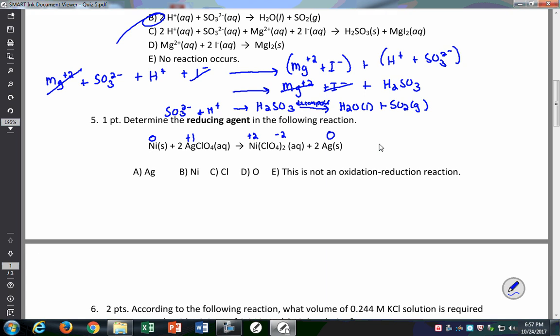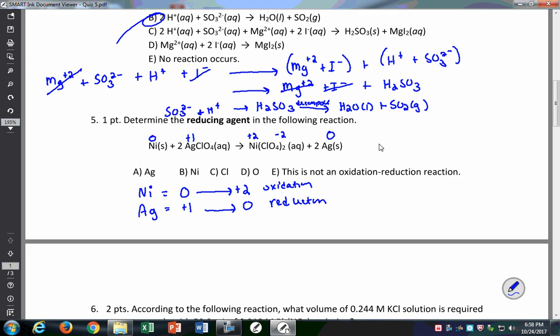So now we just have to look at what's going on. So nickel, and sometimes I find it easier to break it up this way. Nickel is going from an oxidation state of 0 to plus 2. So this is an increase in oxidation state. So this is oxidation. Silver is going from an oxidation state of plus 1 to 0. This is a reduction in oxidation state, so it is undergoing reduction.